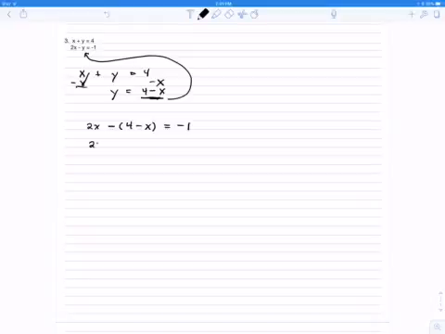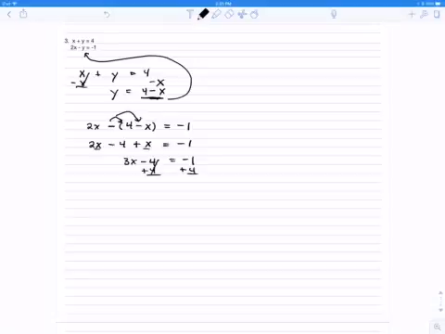So I have 2x, now I'll distribute the negative. Negative 4 plus x equals negative 1. Collecting like terms, I have 3x minus 4 equals negative 1. I'll add 4 to both sides. I have 3x equals 3. So divide both sides by 3. I get x equal 1.